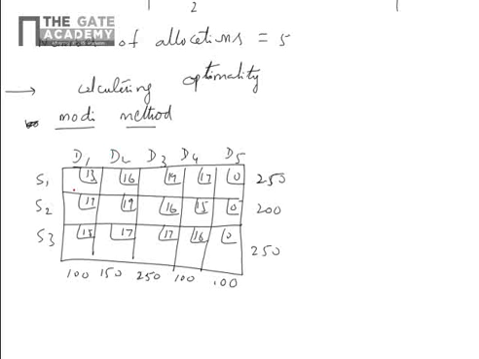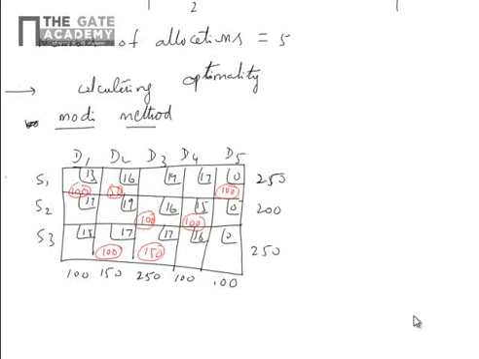So the allocations are 100, 50, 100, 100, 150, 100, 100. These are the allocations. 7 allocations. So for this we need to calculate the opportunity cost.